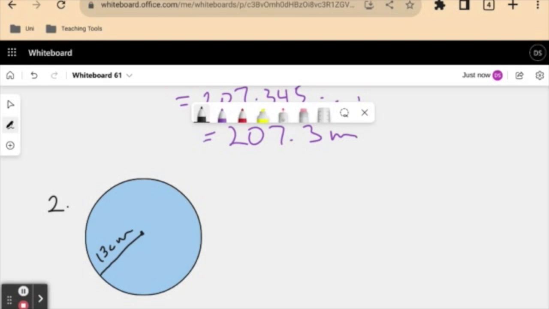Now, how does this question differ from the other one? Well, here the distance given is the distance between the center and the border. And there's a special name for this distance, and this is called the radius. So we've talked about this before, but the radius is just the distance from the center to any point on the border. It doesn't matter which point we choose. The distance in this case will always be 13 centimeters.